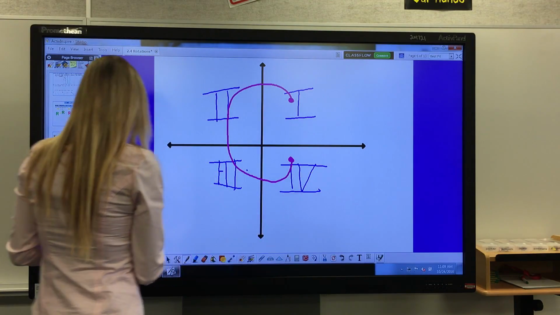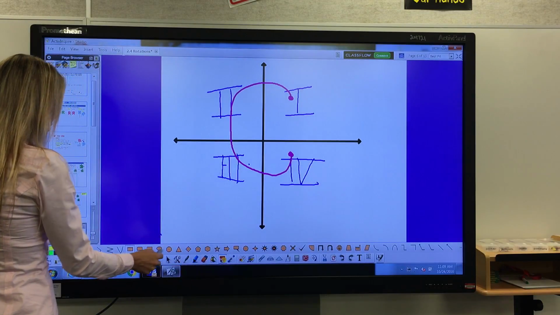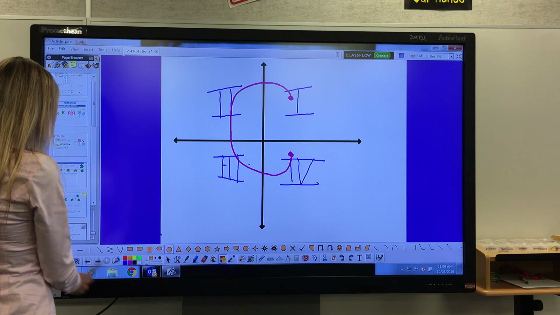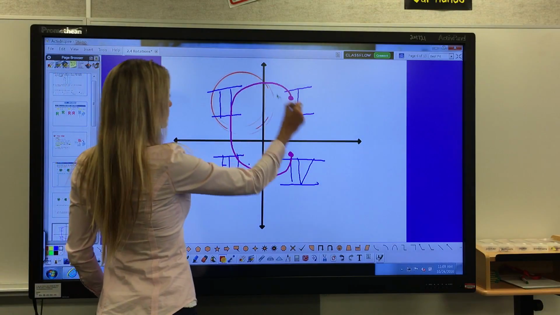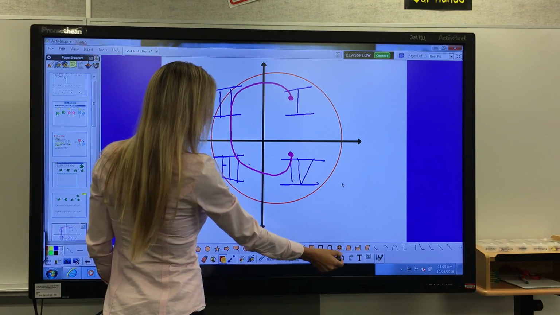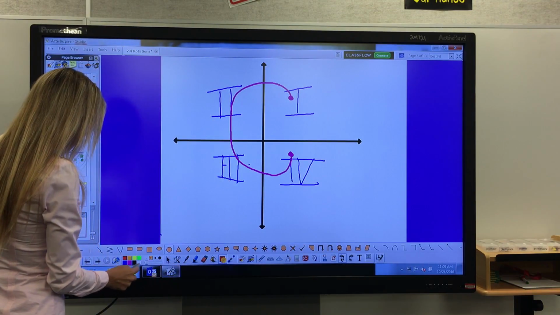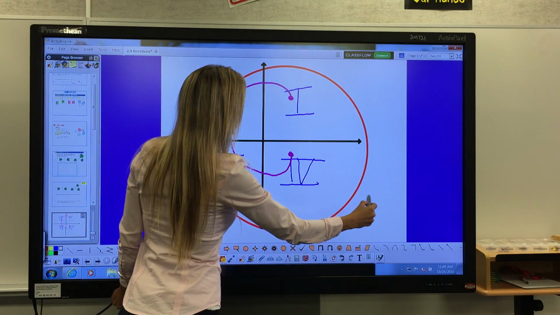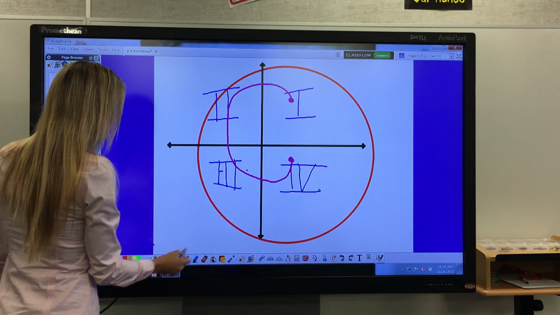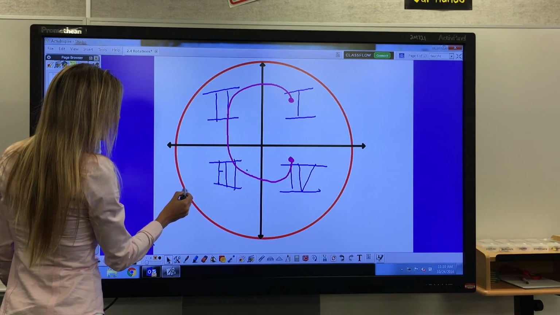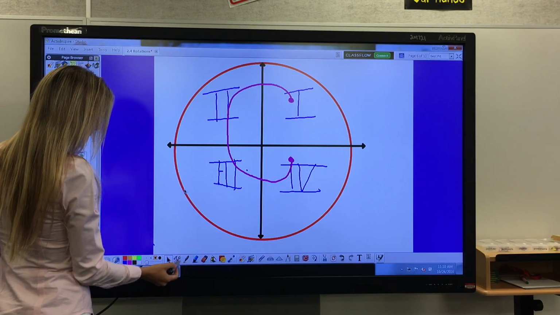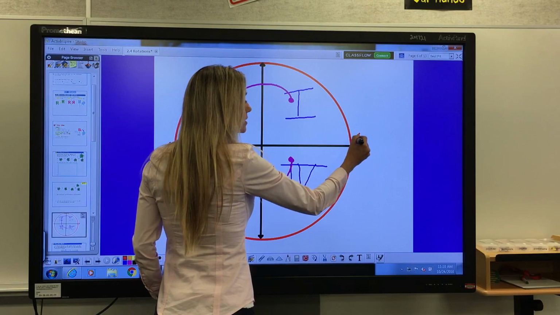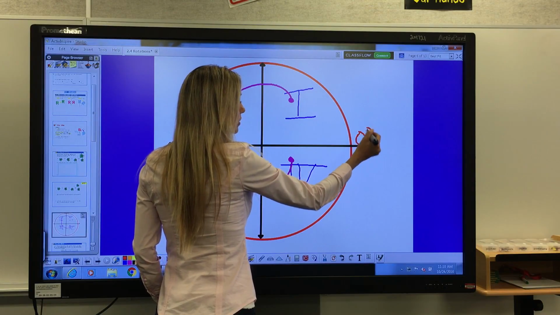Now, if I was to draw a circle on top of my coordinate plane, let me see if I can do that. There you go. Maybe I'll do it a little bit wider. There you go. So if I have a circle on my coordinate plane, we're going to talk about degrees. And here, this is my 0 degrees. That's going to be my starting point.